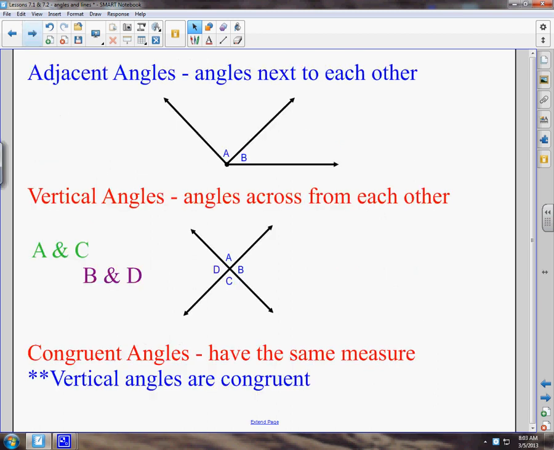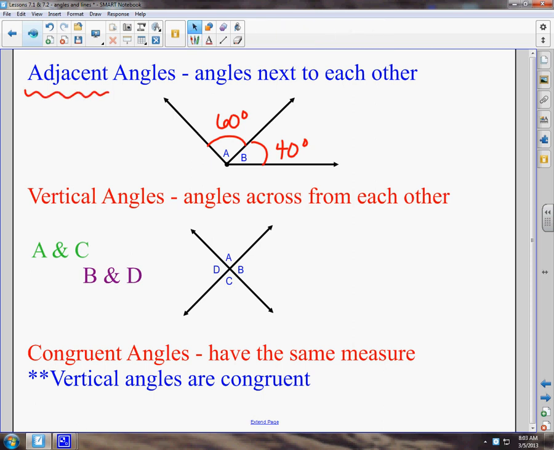All right, so a couple more terms. Adjacent angles are angles that are next to each other. So if you look at this, you have angle B, and you might measure that and say, oh, this is 40 degrees. And then angle A, I might measure that and say, oh, this is 60 degrees. So those are adjacent angles, which means they're right next to each other.